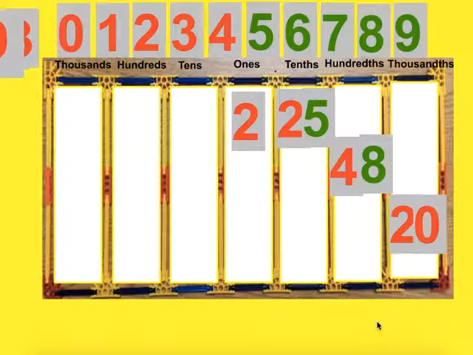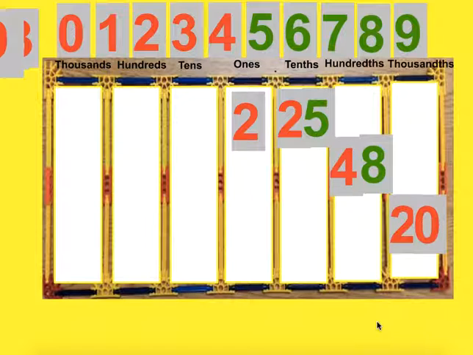Do I have over 50 beans? Absolutely. I have way more. 25 and 20 is 45, and 48 and 2 is 50. So I have 95 beans in this project. I can make something really cool.